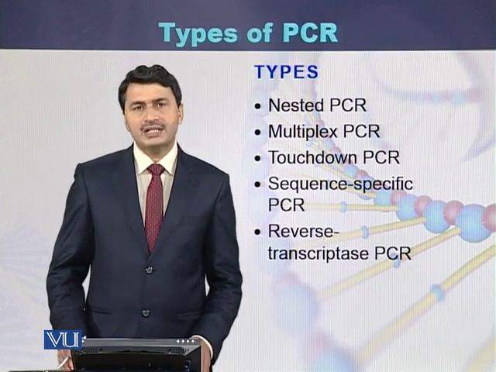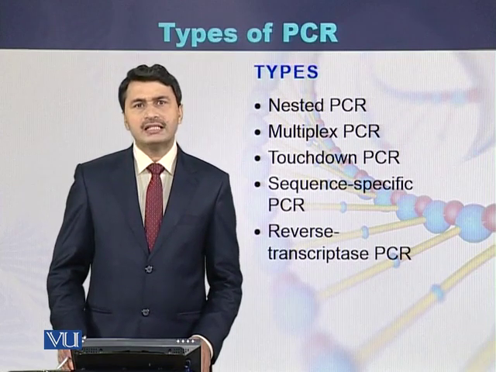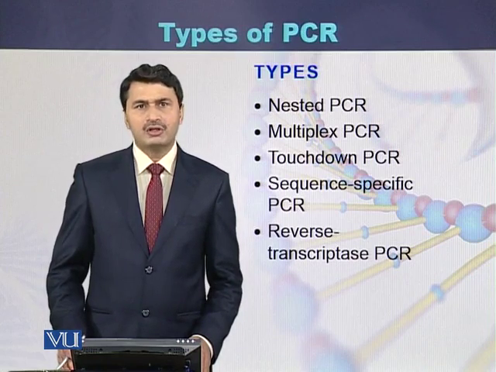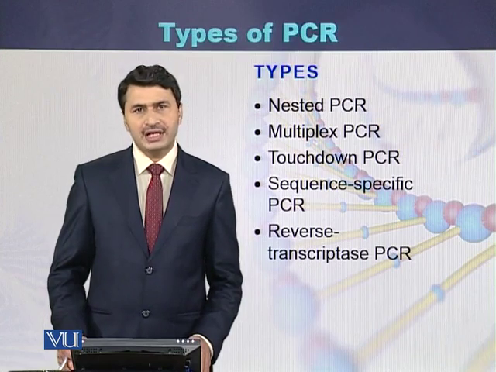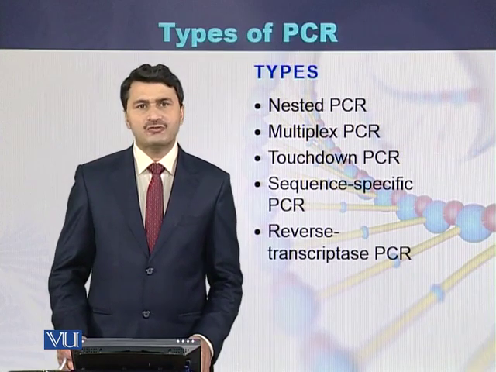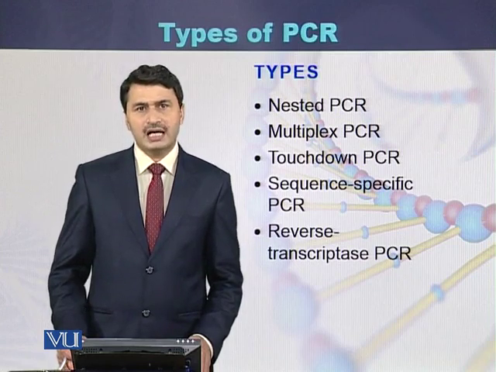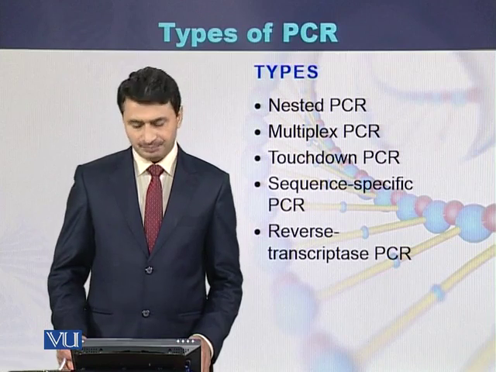The next type of PCR is called touchdown PCR. In case of touchdown PCR, during each cycle, the annealing temperature lowers. Let's say during the first cycle of the PCR, the annealing temperature is 62 degrees centigrade. During the second cycle, it can be 61. During the third cycle, it can be 60. So touchdown PCR is such a PCR in which we can decrease the annealing temperature of the primers.